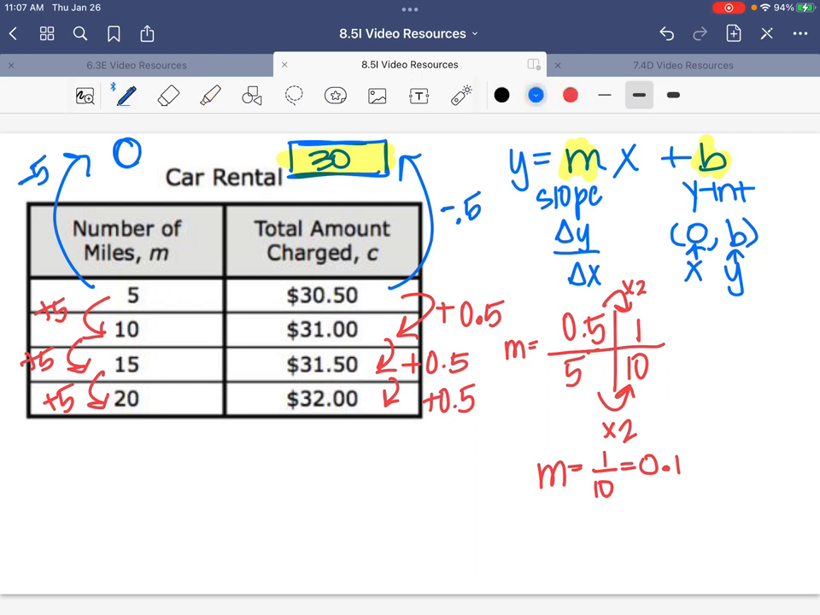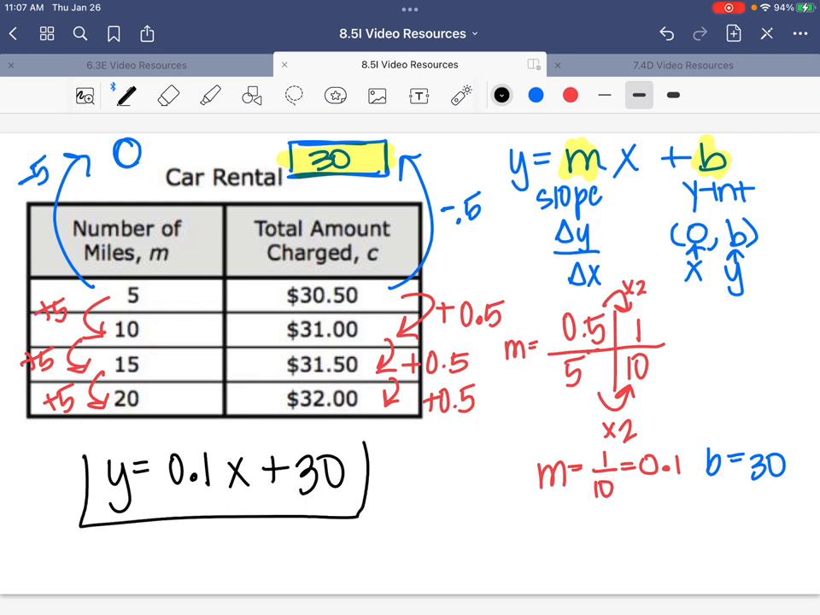So I can use all of that information to write my equation in slope-intercept form. So y will equal m, or slope, times x. So 1/10 times x, plus that y-intercept or initial charge, which is 30. And there we have our equation that models this table.